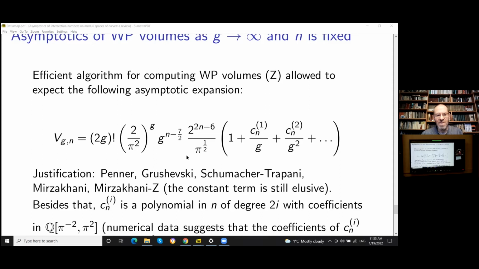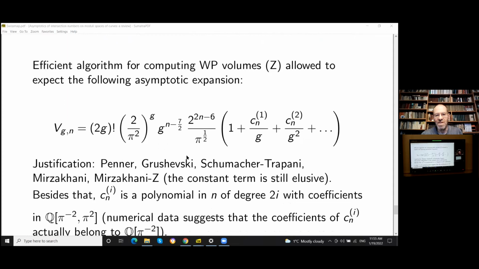As for the other terms, they were not known, and the exponential term was first proven by Mirzakhani. And then we combined our efforts and proved the power term, and the existence of the asymptotic expansion in inverse powers of g.